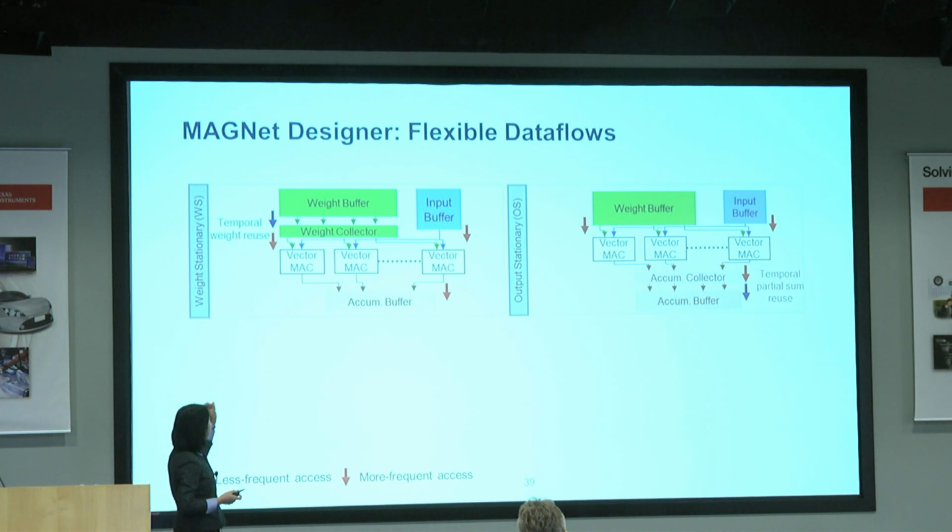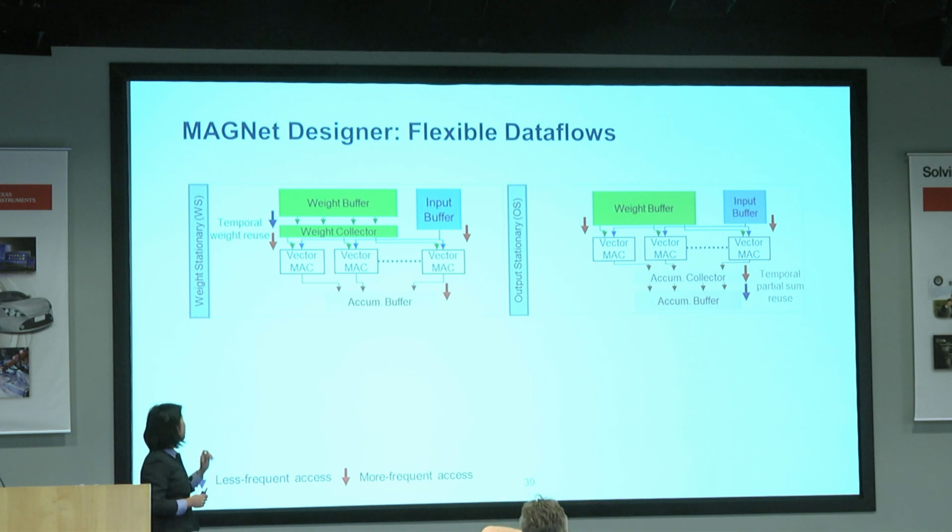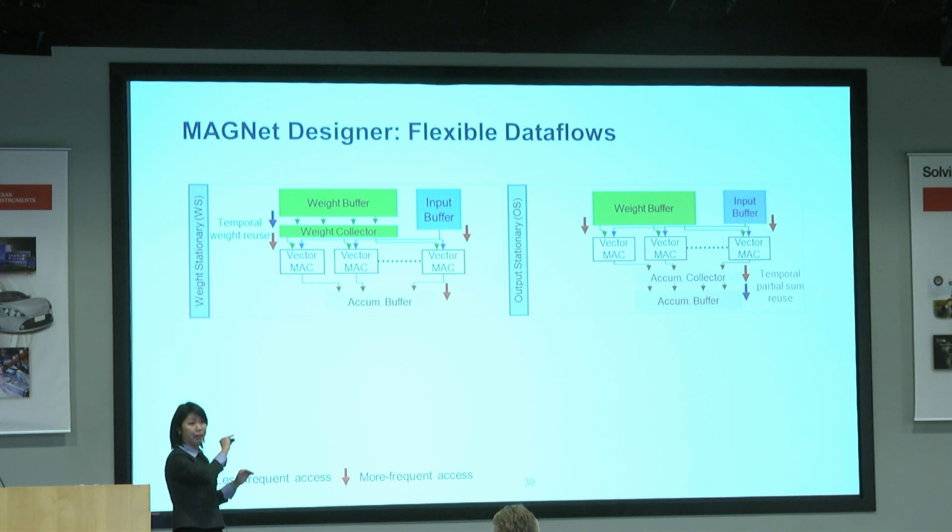Two of the most commonly used data flows: one is weight stationary data flow. If you look at weight stationary, it's trying to reduce the weight buffer access by providing a register for weight, so I can store the weights there without accessing the weight buffer too frequently. But the downside is that you need to access your accumulation buffer very frequently, because every partial sum needs to go to different parts of your accumulation buffer. A good example of the weight stationary data flow is Google's TPU and also NVIDIA's NVDLA. Both of those are weight stationary data flows.